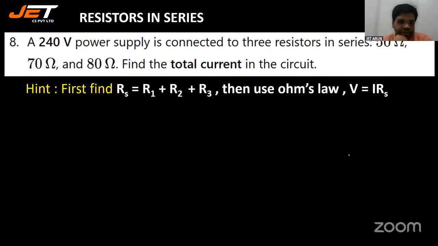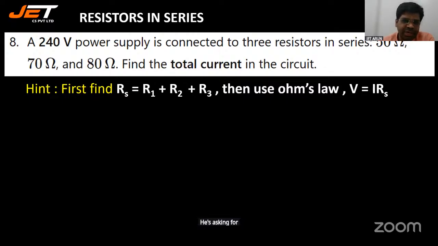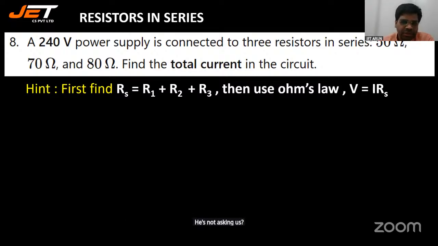So what do we do here? Yes, Pranita, excellent. Yes, RS is 200. Ashwita, RS is 200. Absolutely right. Once you get RS, what do we do? He's asking for total current in the circuit. Find the total current in the circuit. He's not asking us RS. That's the intermediate step.